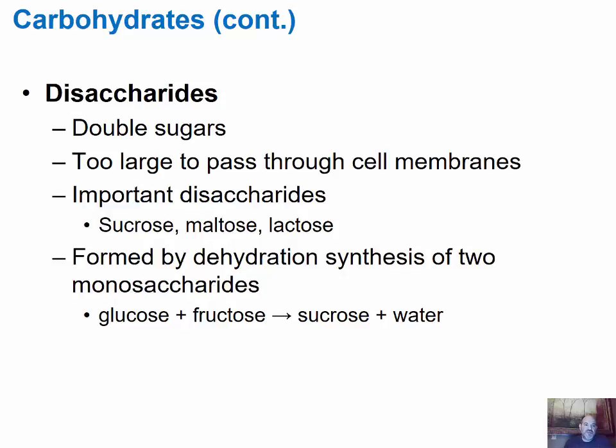Disaccharides, di means 2, so these are double sugars. These are going to be too large to pass through cell membranes, and they include sucrose, maltose, and lactose. So if we're going to ingest these, we need special enzymes to hydrolyze them, use water to split them into their basic sugars. If you're lactose intolerant, that's going to be because you don't have an enzyme to break down lactose into its simpler sugars.